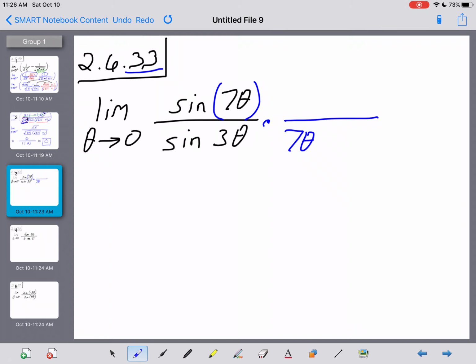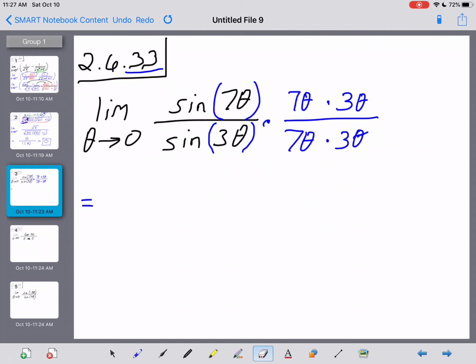Now I can't do that unless I also multiply the numerator by 7 theta as well. The exact same thing is happening with the denominator, and this is something we didn't talk about in our notes, so I'm glad it came up in a homework question. To deal with that sine of 3 theta in the denominator, we need to put a factor of 3 theta up here in the numerator, and of course then we need to do the exact same thing in the denominator as well.